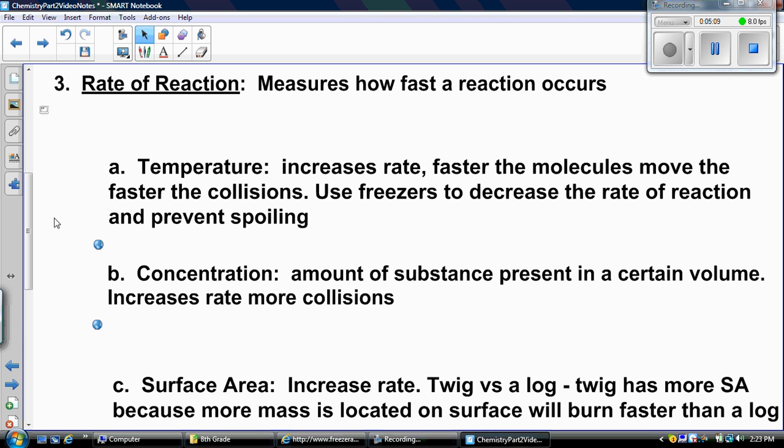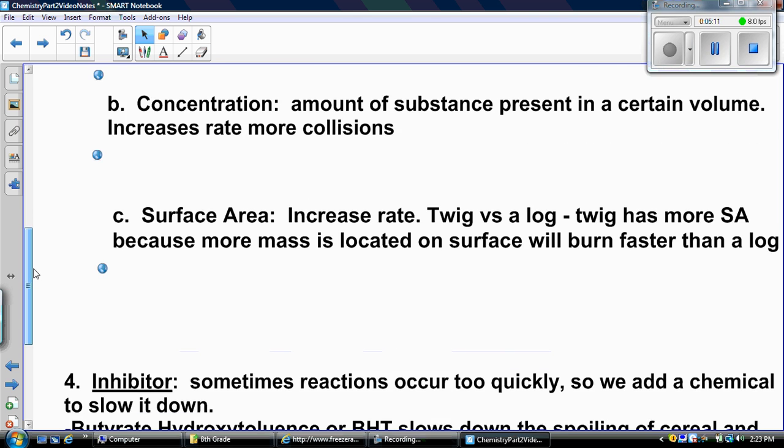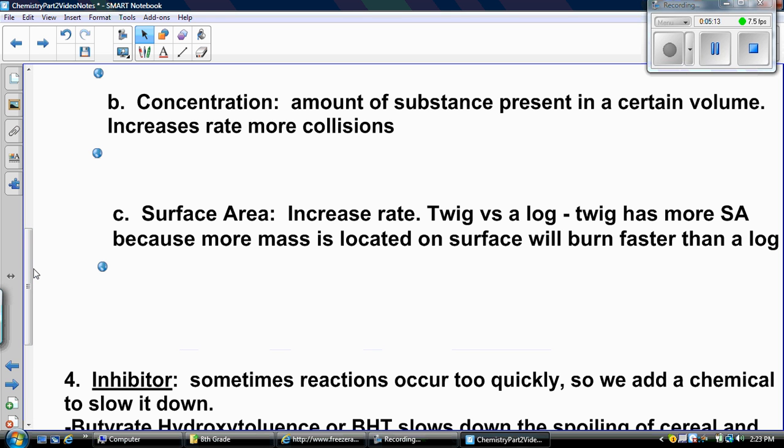Okay, and the last thing we're going to look at is surface area. Surface area will also increase the rate. So let's talk about a twig versus a log. A twig has more surface area because there's more mass located on the surface than a log, so it's going to burn faster than a log. So let's take a look at that.